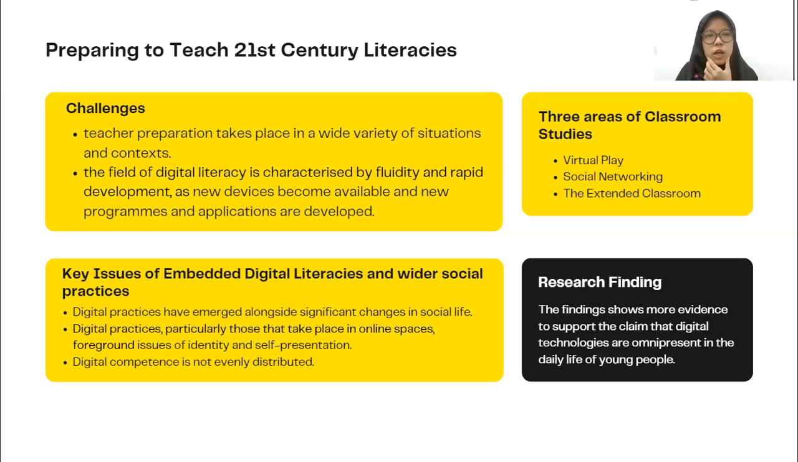And the last one is that digital competence is not evenly distributed. There's a social gap between younger people and older people. Younger people nowadays are called digital natives, while the older ones are quite slow to adopt digital technology in their life. And then the area of digital literacy in classroom studies.